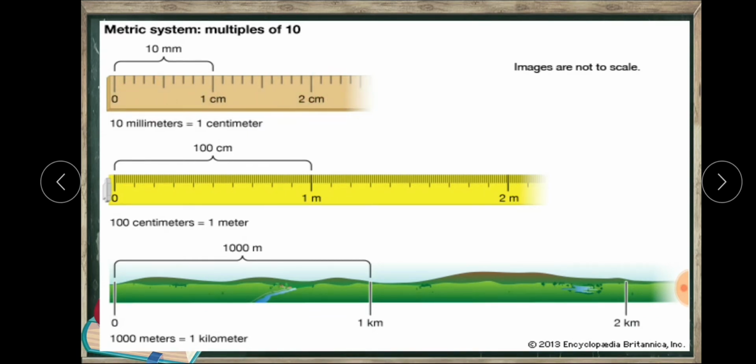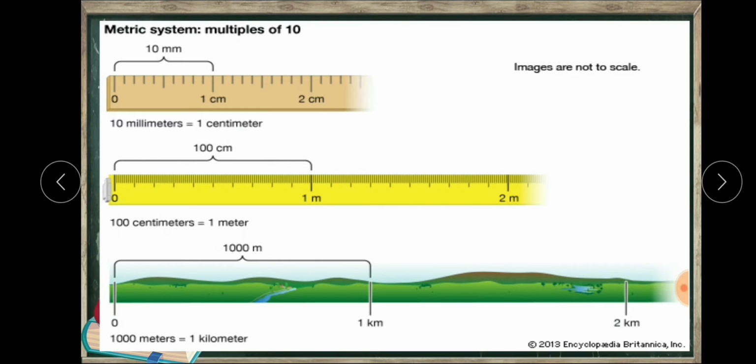We all know this tool. It's a ruler or scale. We casually say it's a scale. And here it is marked as 0, 1, 2 and so on. Okay. In between 0 and 1 we can say there are 10 small lines. The same way in between 1 and 2 also there are 10 lines. Then each line shows 1 millimeter.